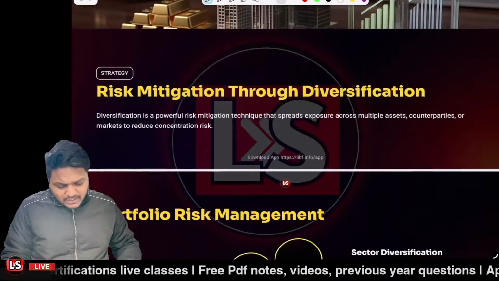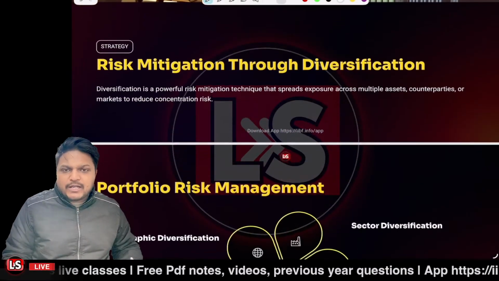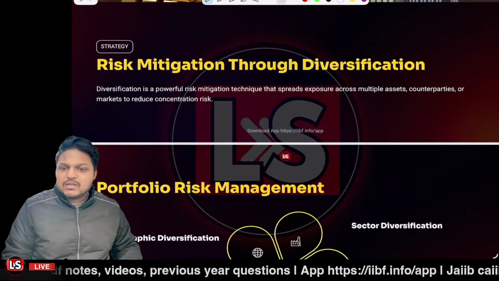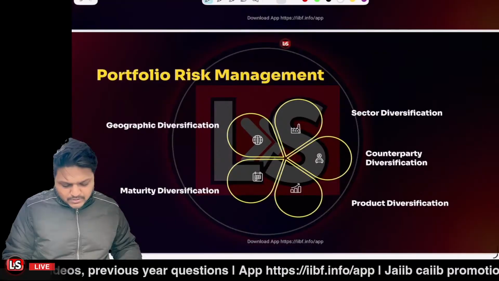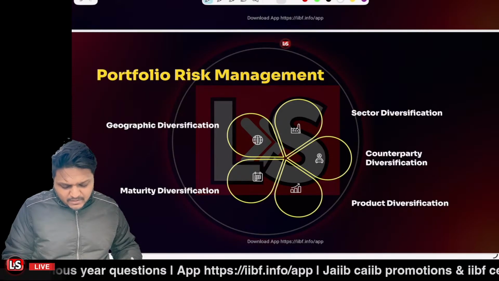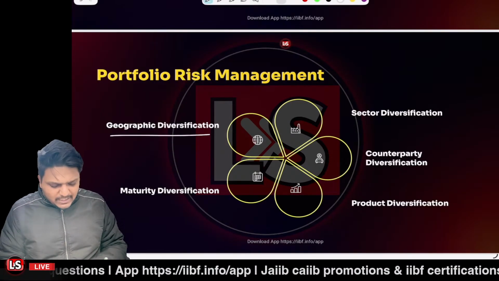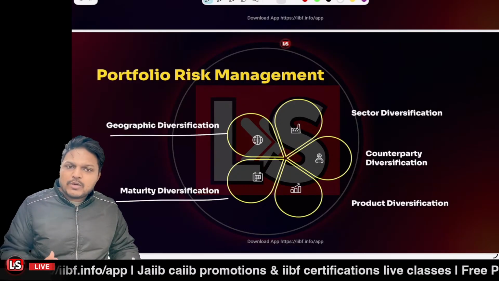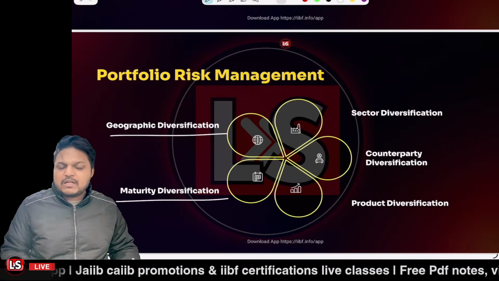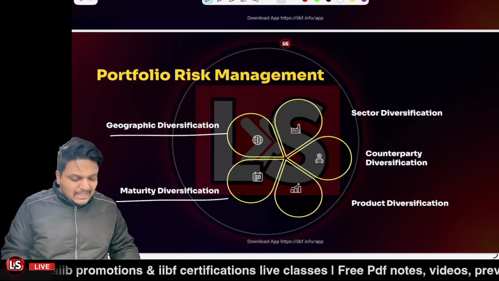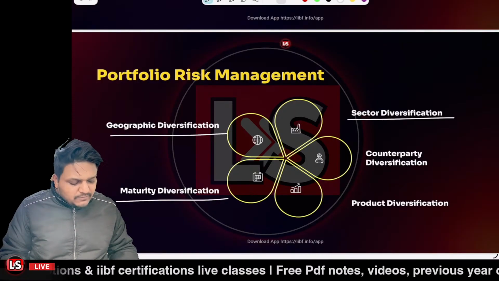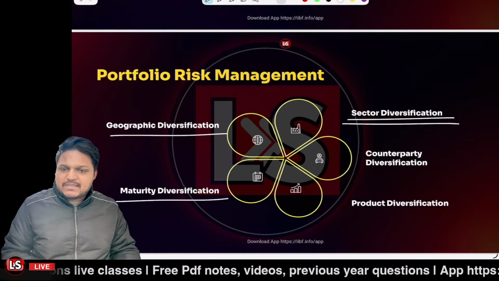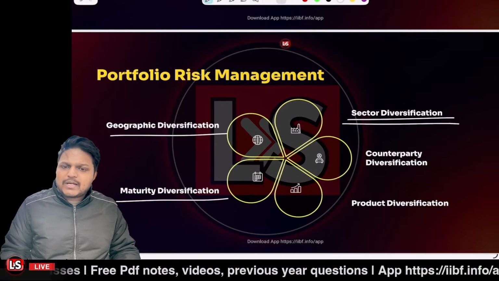Risk mitigation can be done through diversification. I already gave an example. If you do diversification, the overall risk can be reduced. Further, portfolio risk management can be done, like geographical diversification and maturity diversification, so that all the assets are not maturing on the same dates. You should have different assets maturing over different time horizons. You can have sector diversification, like you're not just lending in the health sector, you're lending to MSMEs, agriculture, education and other sectors.